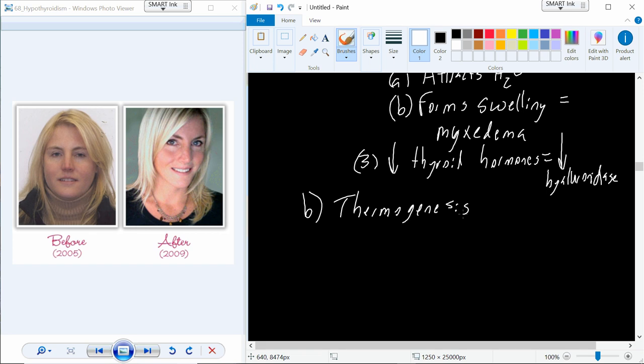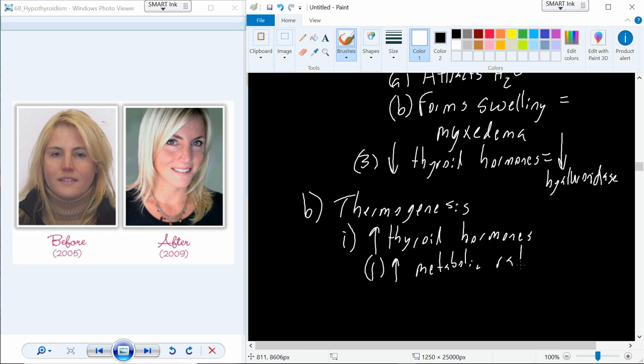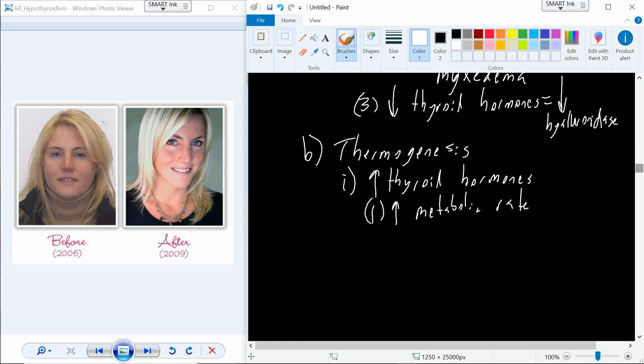So in development, thyroid hormones play a critically important role. We also have a role in thermogenesis. With an increase in thyroid hormones, we are going to experience an increase in metabolic rate. Okay? And remember metabolism, what's our definition for metabolism? It's a collection of all chemical reactions occurring within a cell. And so if you increase the chemical reactions occurring in the cell, many of these chemical reactions are going to require energy input. We have to have a steady supply of ATP.